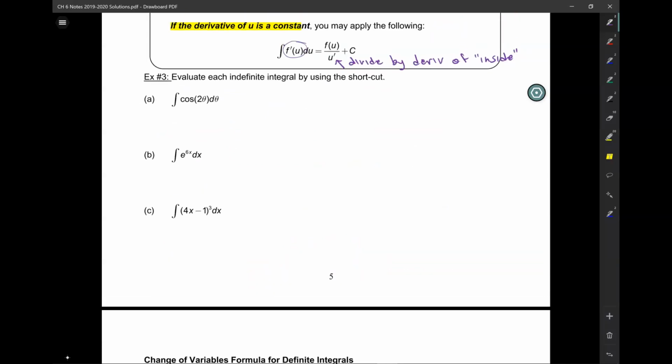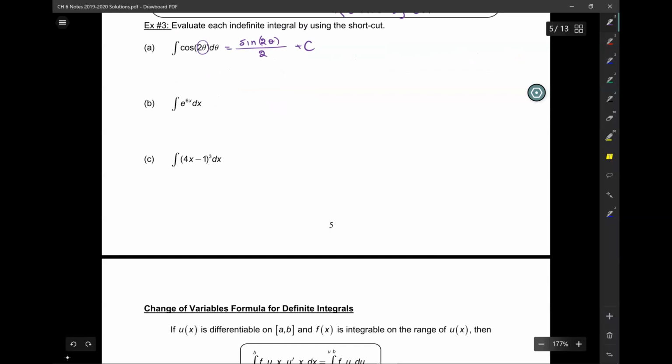So, look at this one, for example. What would you have chosen for the u? It would have been 2 theta. The derivative of that is 2. So you don't have to go through this long-winded process. You could just say, okay, the integral of cosine is sine of 2 theta divided by 2 plus c. Okay?